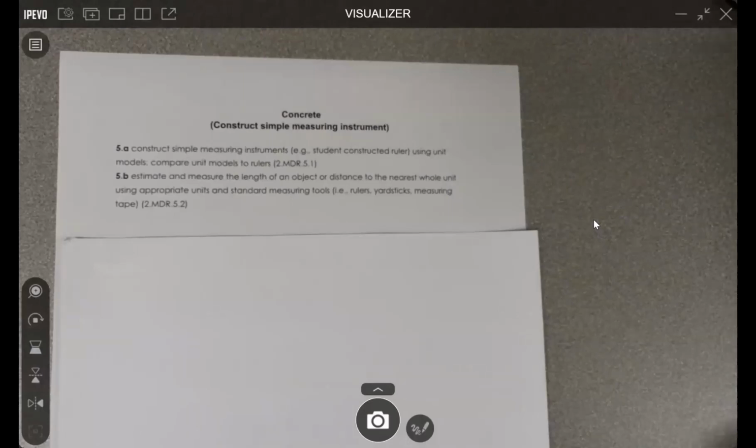The focus of this example will be strategies for constructing a simple measurement instrument using unit models and comparing unit models to rulers. This allows students to build their understanding that the length of an object is the number of spaces between the hash marks and not the number of hash marks on a ruler.